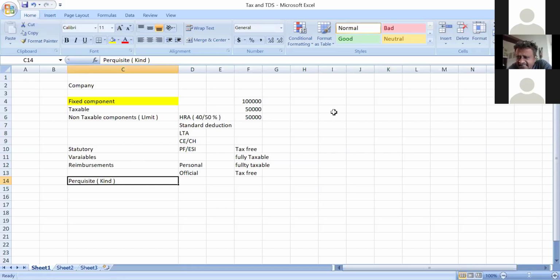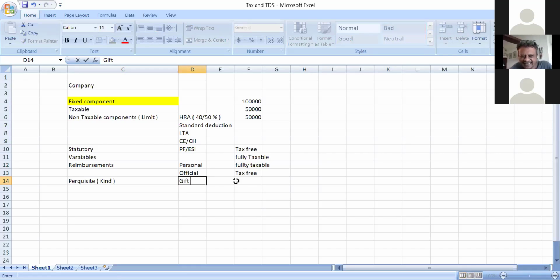Now, perquisites are even more dangerous. These are things which a company gives as some physical benefit free of charge. Be careful, even those are taxable. There are only three things which you can officially give, which are tax exempt.